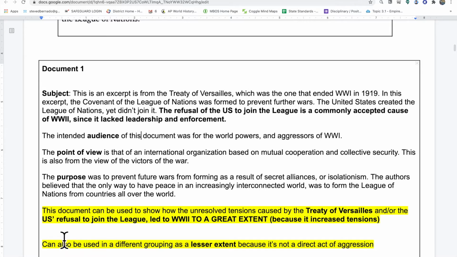So let's take a look in yellow. This document can be used to show how the unresolved tensions caused by the Treaty of Versailles and/or the US's refusal to join the League of Nations led to World War II to a great extent because it increased tensions.